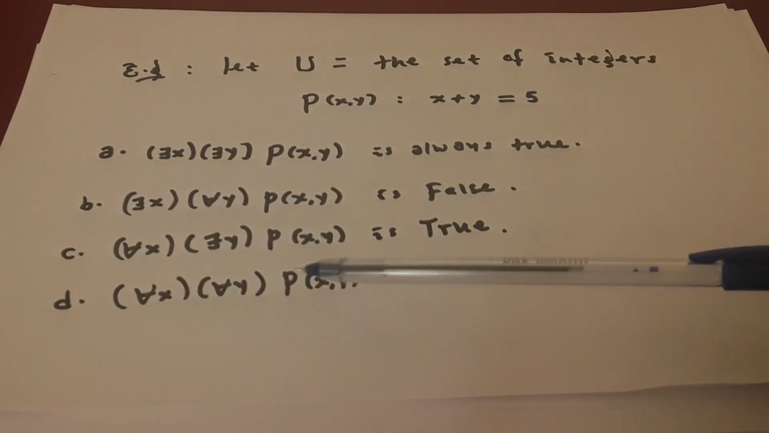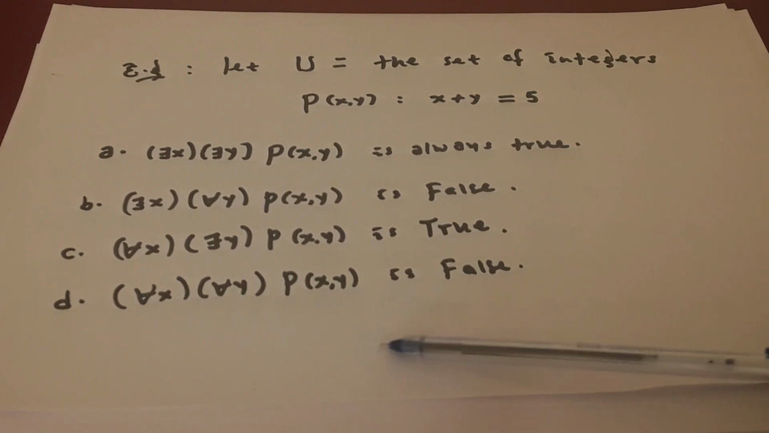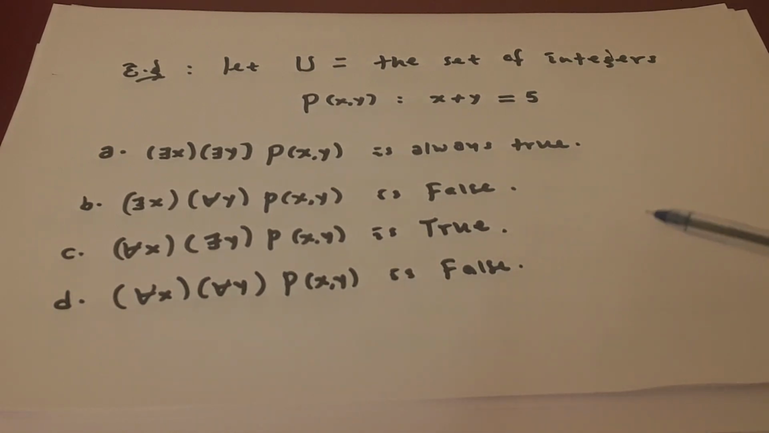Again, for all x, for all y, means for every integer x and every integer y, x plus y is 5. This is false. For every integer, it cannot be 5. 2 plus 7 is 9, which cannot be 5. So this is a false statement.